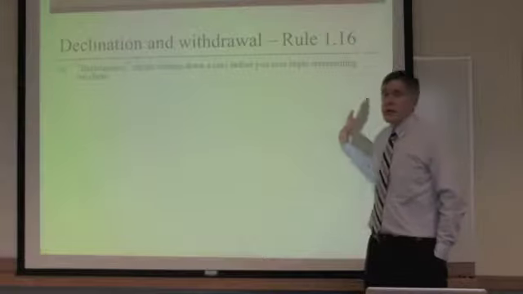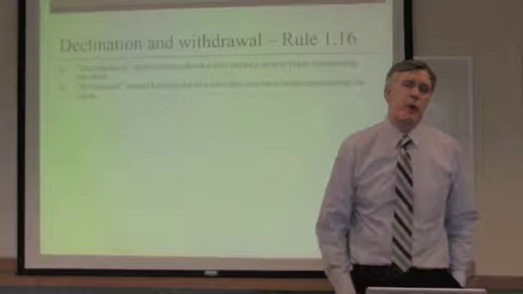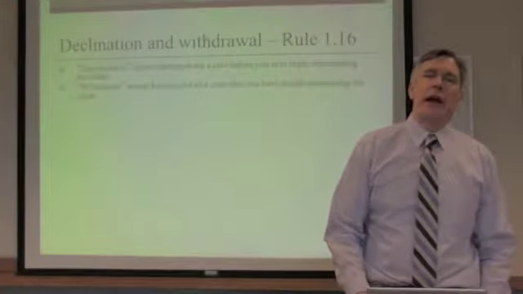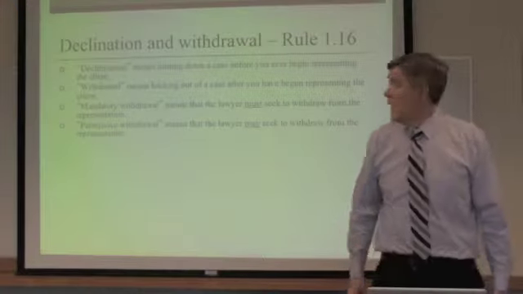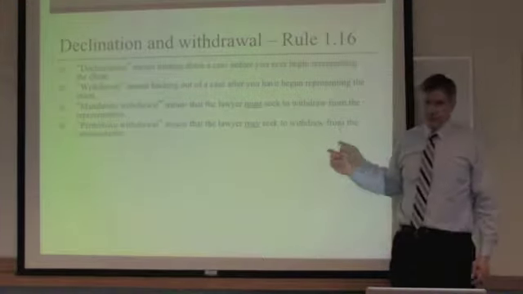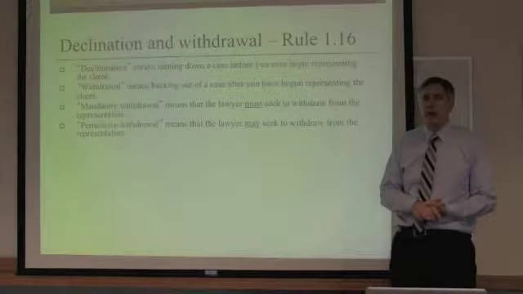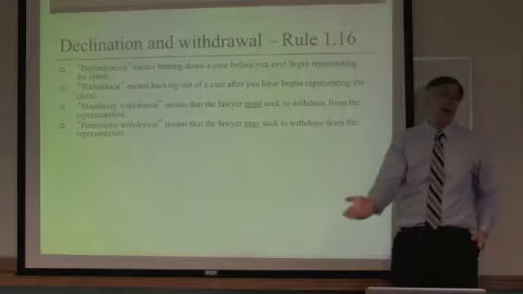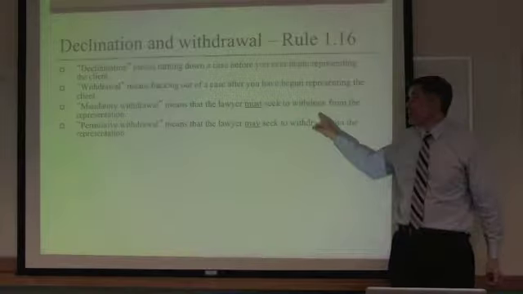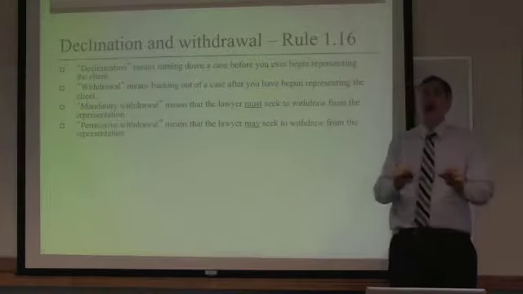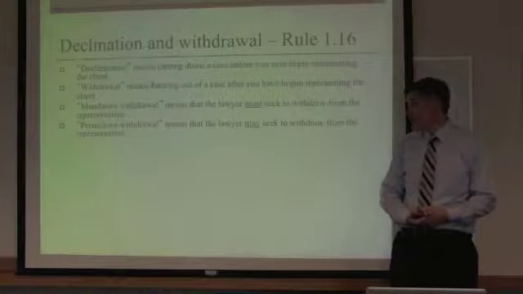Declination means declining, means turning down a case before you agree to take it. That's pretty easy to do. Withdrawal is getting out of a case after you've agreed to represent somebody. So we have two types of withdrawal. There's mandatory withdrawal. Now what's mandatory is that the lawyer must attempt to withdraw. But if it's a case pending before a court, the judge may not permit you to withdraw. And so what's mandatory is the lawyer trying to get off the case, not the judge releasing the lawyer from the case, which is in the judge's discretion.